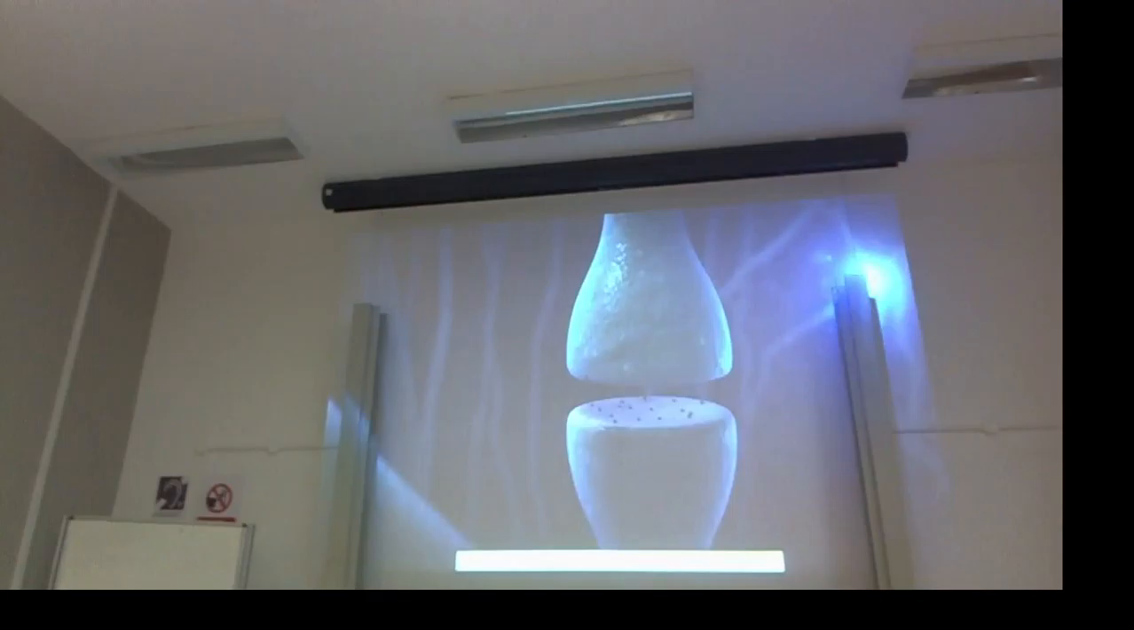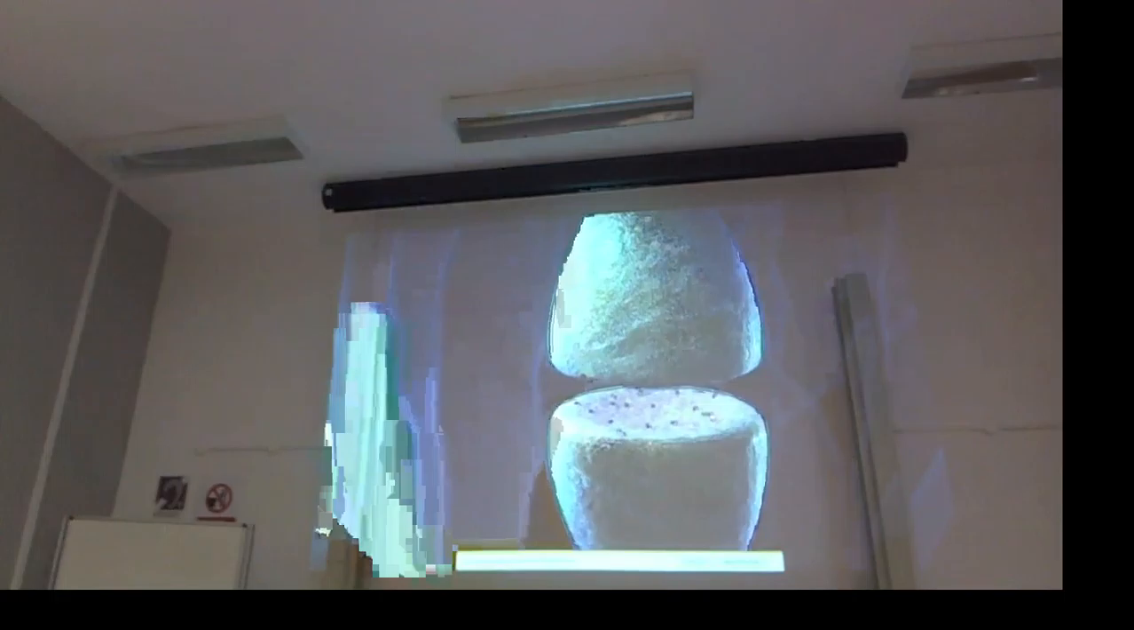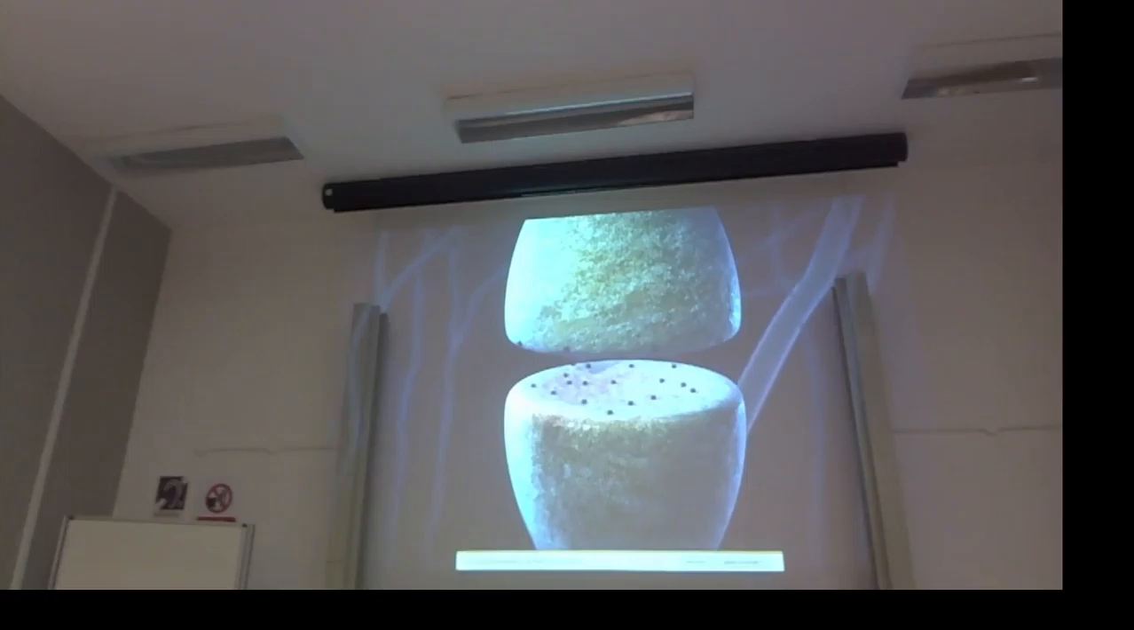A chemical synapse is a special joint between two neurons that allows them to communicate without being physically connected. The presynaptic neuron ends in a small bulb called the presynapse.